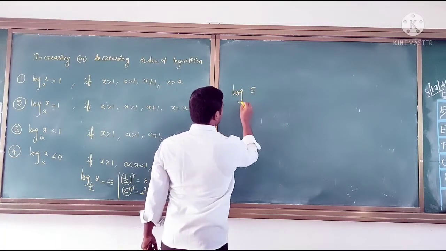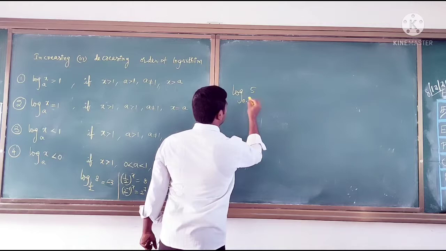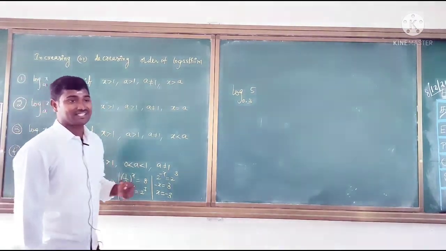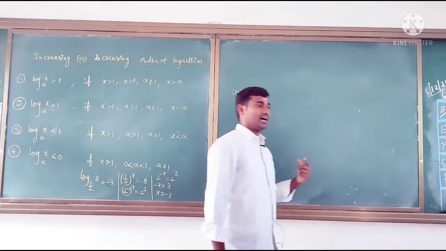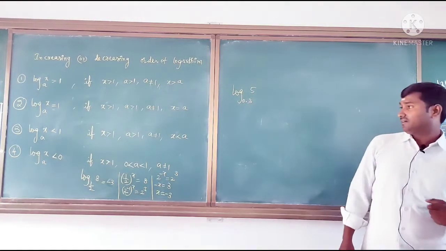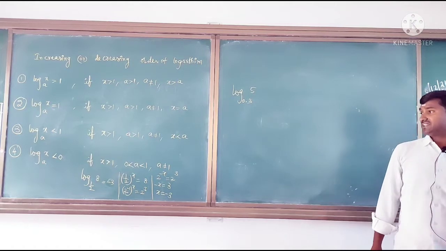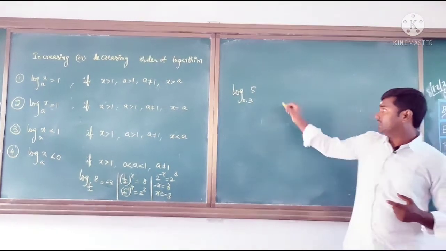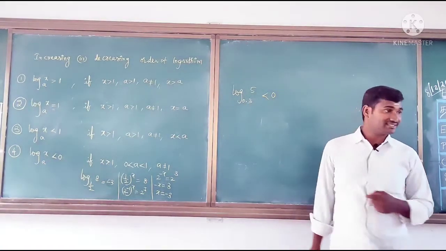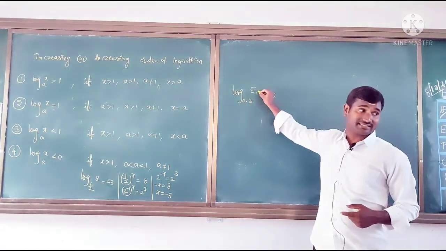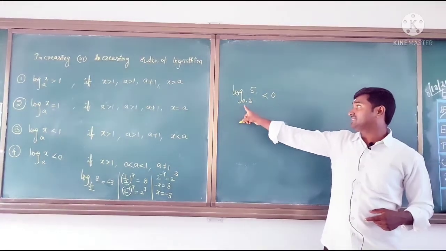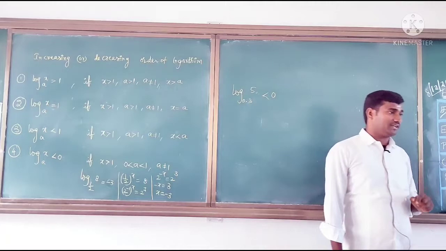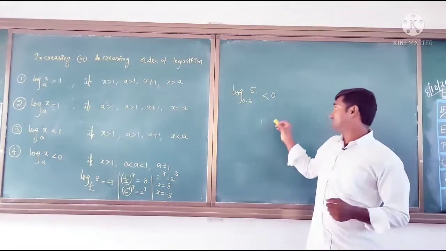Next, log 5 to the base 0.3. Is it greater than 0, less than 0, equal to 1, greater than 1, or less than 1? Sir, that's less than 0. Very good, less than 0. Log 5, x is greater than 1, and the base lies between 0 and 1. 0.3 lies between 0 and 1 only. Yes, sir. Okay, next.